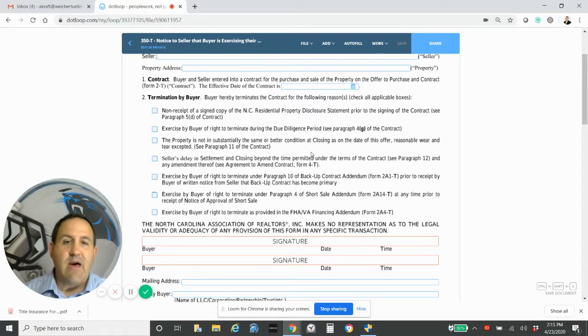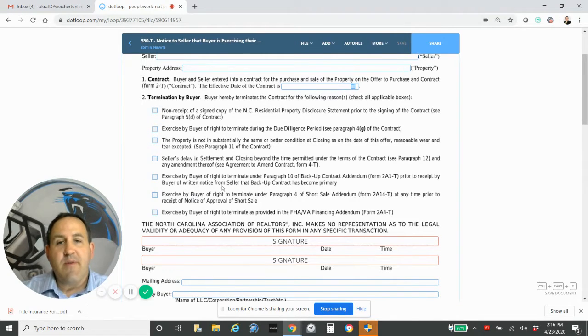So if something happened to the house, the buyer doesn't want to buy it anymore, there's a condition in the contract right here, paragraph 11, that states that the home needs to be in the same or better condition. So if that's not the case, then the buyer has the right to get out. All right. Seller's delay in settlement or closing beyond the permitted terms. So basically, 14 days ish past the contract date, then the buyer could terminate unilaterally.